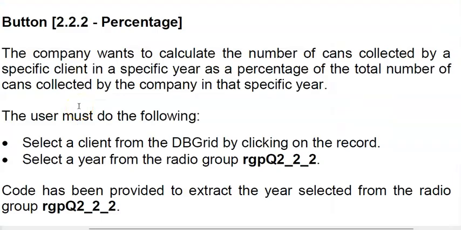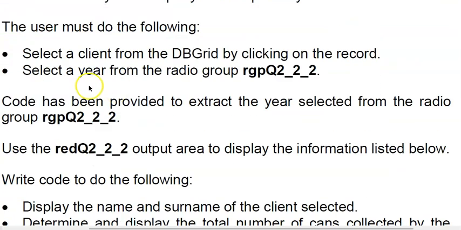This is the second question and last question of question 2, where we have to calculate a percentage. They say they want to calculate a percentage of a specific client for a specific year as a percentage of the total number of cans collected by the company in that year. So the user will select a client from the DB grid by clicking on the record, and they will select a year from the radio group, and the code was provided to store this selection from the radio group for the year.